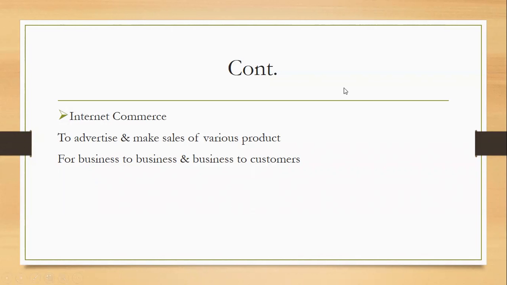Then internet commerce, to advertise and make sales of the various products, for business to business and business to customers. Internet commerce is used to make your advertisement and to do things on the internet for your advertisement, and for that matter, you can also raise your sales.